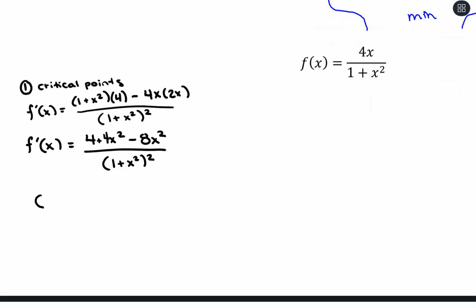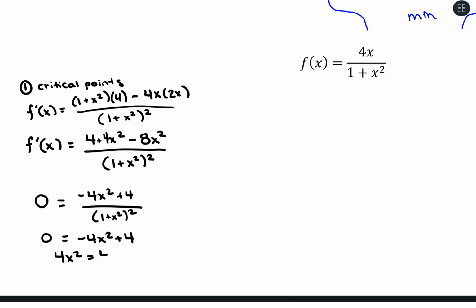Okay, so we're looking for where 0 equals negative 4x squared plus 4 over 1 plus x squared squared. And if we multiply both sides by that denominator, we're really just looking for where 0 equals negative 4x squared plus 4, which is 4x squared equals 4, which is x squared equals 1. And taking the square root of both sides, we'll get x equals positive 1, x equals negative 1.